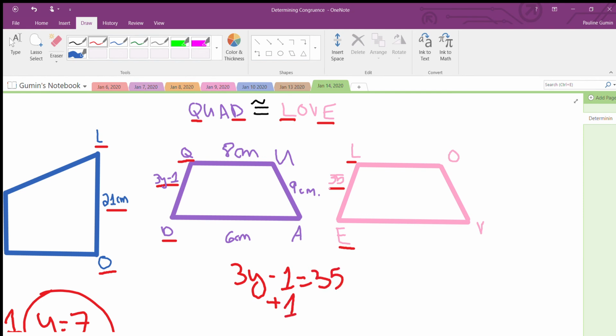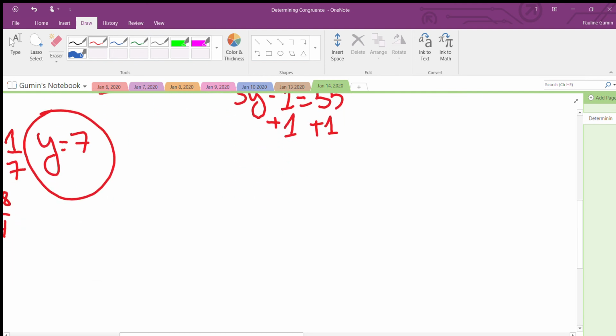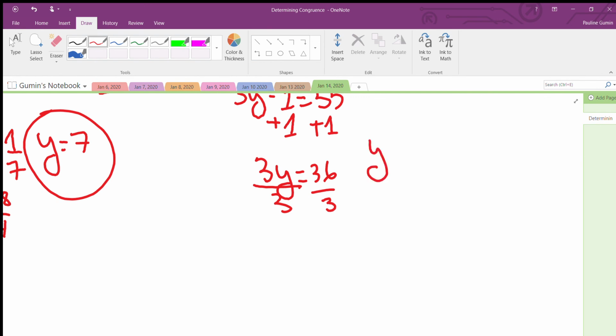Let's add 1 to both sides. Give myself a little more room. So we have that 3y equals 36. And of course, let's finish by dividing. y equals 12.